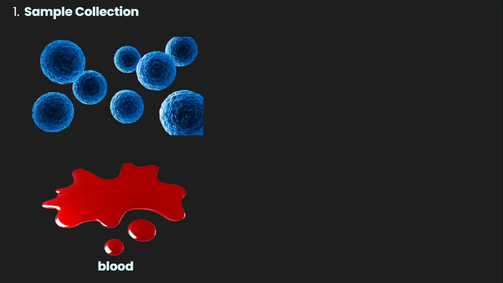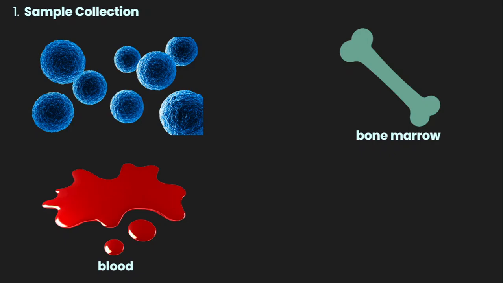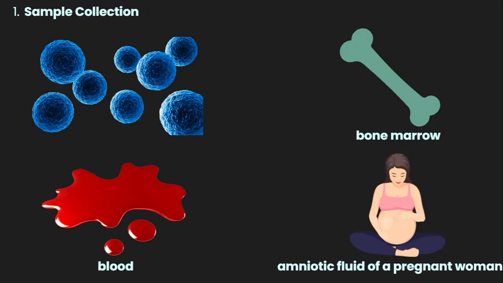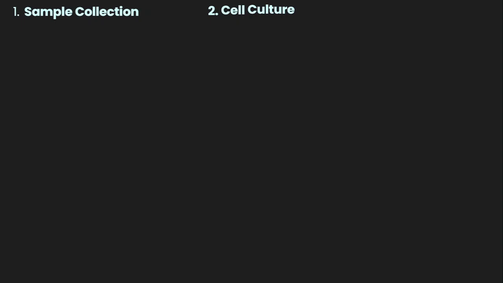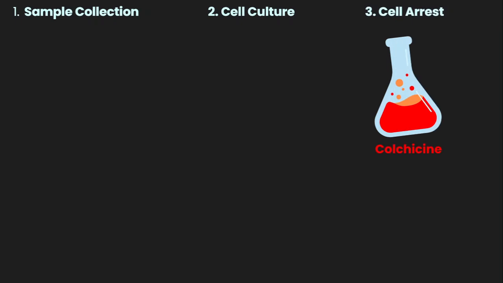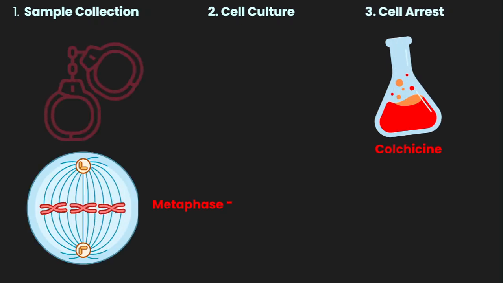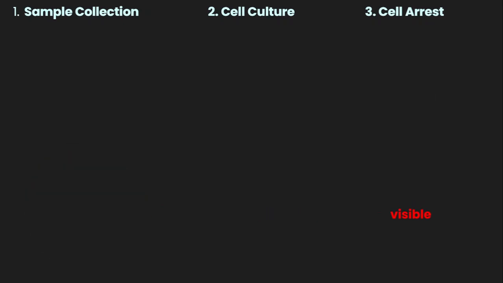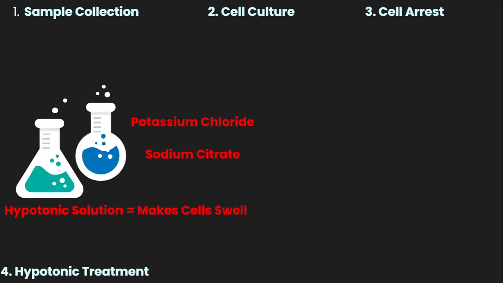Karyotyping starts with sample collection, where cells are taken from blood, bone marrow, or amniotic fluid from a pregnant woman. These cells are then cultured in the lab to grow in number. Chemical agents such as colchicine are added to arrest cell division at metaphase when chromosomes are most visible. Next, cells are placed in a hypotonic solution, such as potassium chloride and sodium citrate, that makes them swell. This spreads out the chromosomes for a clearer view.